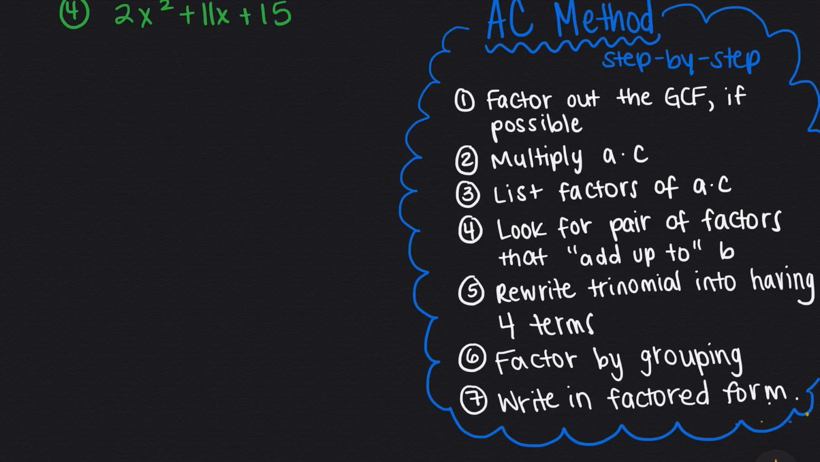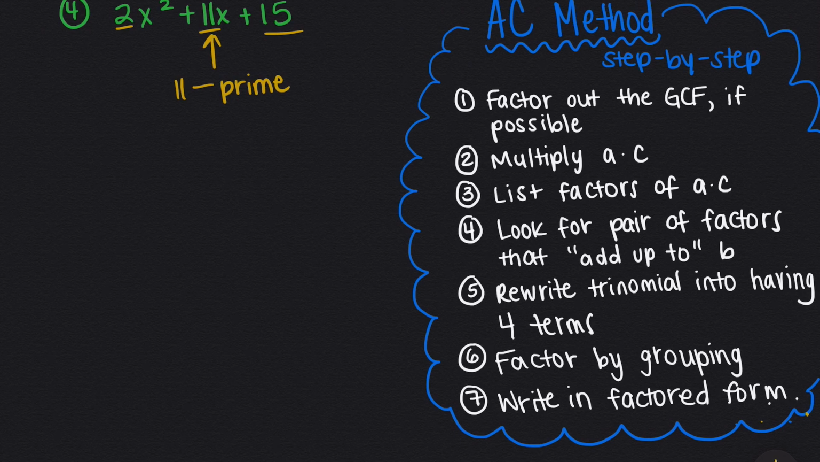Here we have number 4. 2x squared plus 11x plus 15. First thing we'll do is check to see if we can pull out a greatest common factor. We're comparing the numbers 2, 11, and 15. Notice that 11 is prime. Prime means the only factors of the number are 1 and itself. And if you think about it, the only factors of 11 are 1 and 11, right? 11 is only divisible by 1.